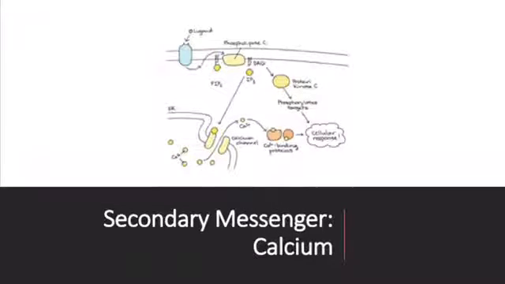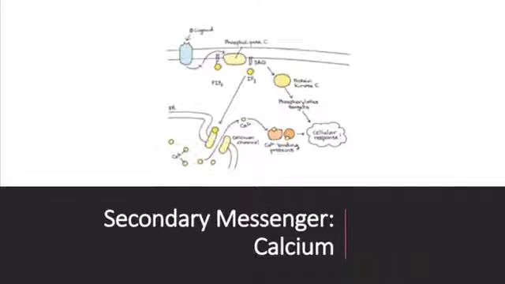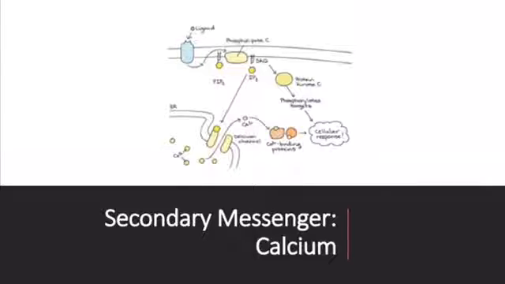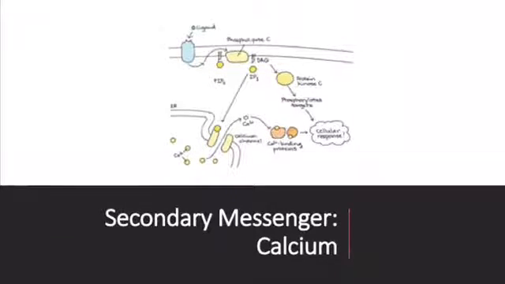DAG activates protein kinase C. Protein kinase C phosphorylates the calcium channel. This allows calcium to enter the cell. IP3 will enter the ER and trigger the release of calcium from there. The calcium will bind to calmodulin, making the protein active. Calmodulin will then activate another kinase.